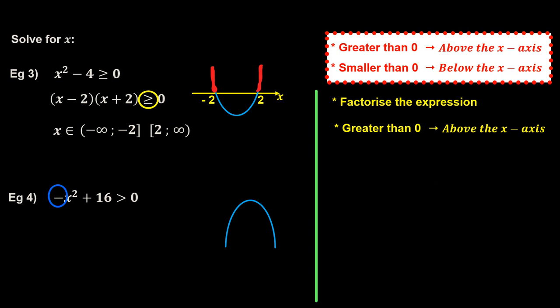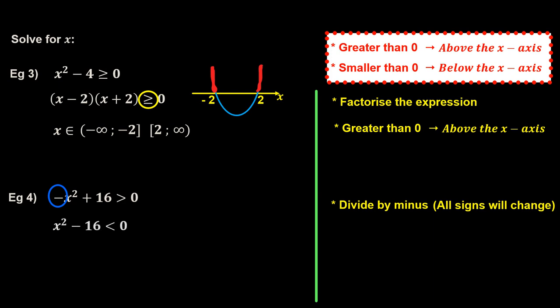So what can we do to get a positive in front of the x squared? Well, we can divide everything by a minus. Now remember, dividing by a minus will change all the signs, including the inequality sign. So if I divide by a minus, I will end up with x squared minus 16 is smaller than 0. And now we're back to a happy face or positive parabola.